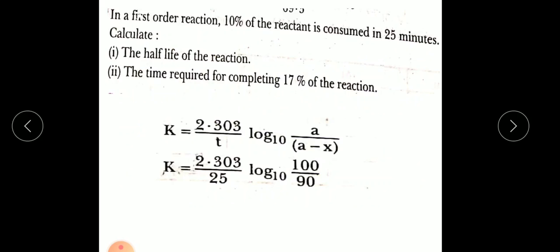When you simplify it, the rate constant value will come as 4.215 into 10 to the power minus 3 per minute. Got it? So that is the value for rate constant. Now in the question it has been asked to find out the half-life of the reaction, and we know that for the half-life of the reaction the value for k is important, the rate constant.